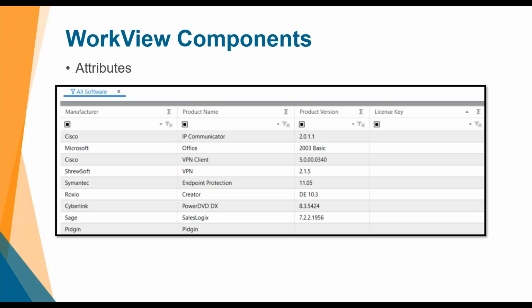If the table itself is a class, then the columns are attributes. Attributes are the adjectives that describe the noun. For example, take this all software filter for our software class in the screenshot. The adjectives or attributes that are being used to describe the software are the manufacturer name, the product version, and the license key associated with it. This is the data we want to track.